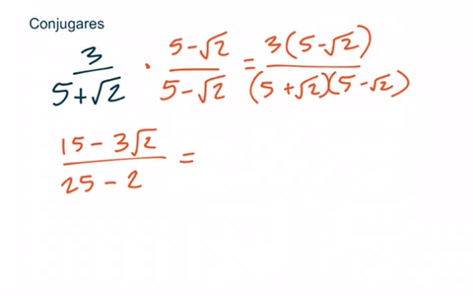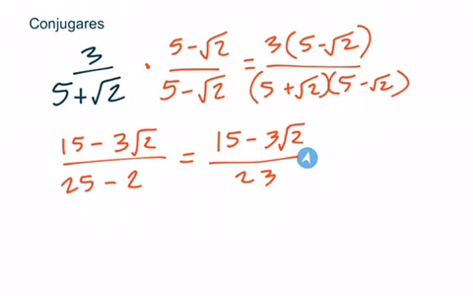Alright, so then we're going to end up with 15 minus 3 and the square root of 2 over 25 minus 2 is 23. And that is in simplest form. We look here, we have no radicals in the denominator. We have no fractions underneath the radical sign. And underneath the radical sign, we also see that there are no perfect square factors. So that is in simplest form.